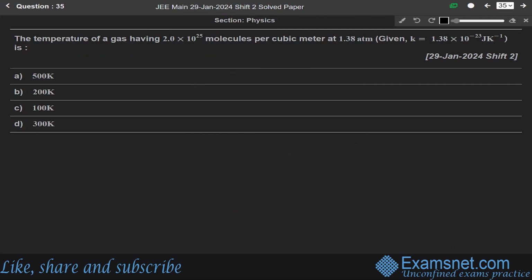According to this question, we have to find the temperature of a gas having 2.0 into 10 to the power 25 molecules per cubic meter at 1.38 atm pressure. Atmospheric pressure is given as 1.38. So this question is from the chapter of kinetic theory of gases.